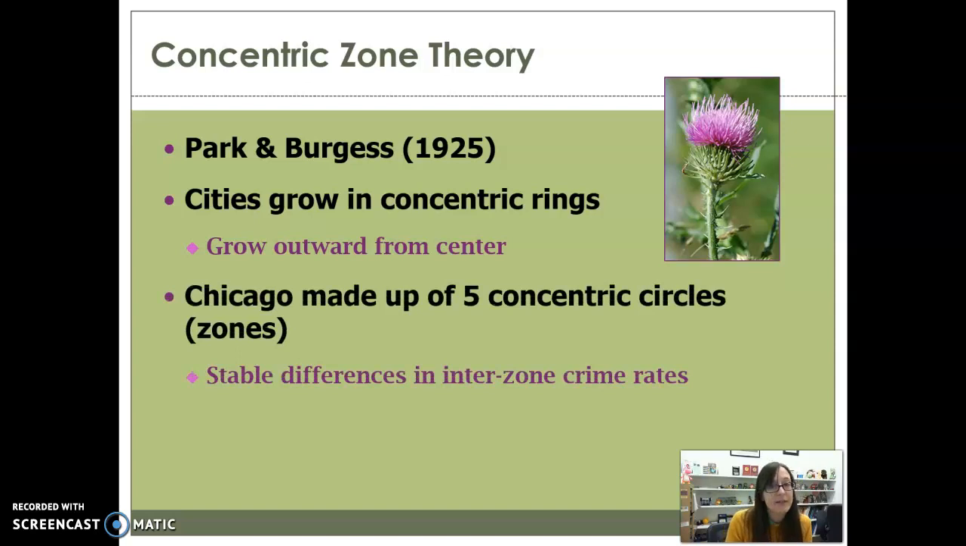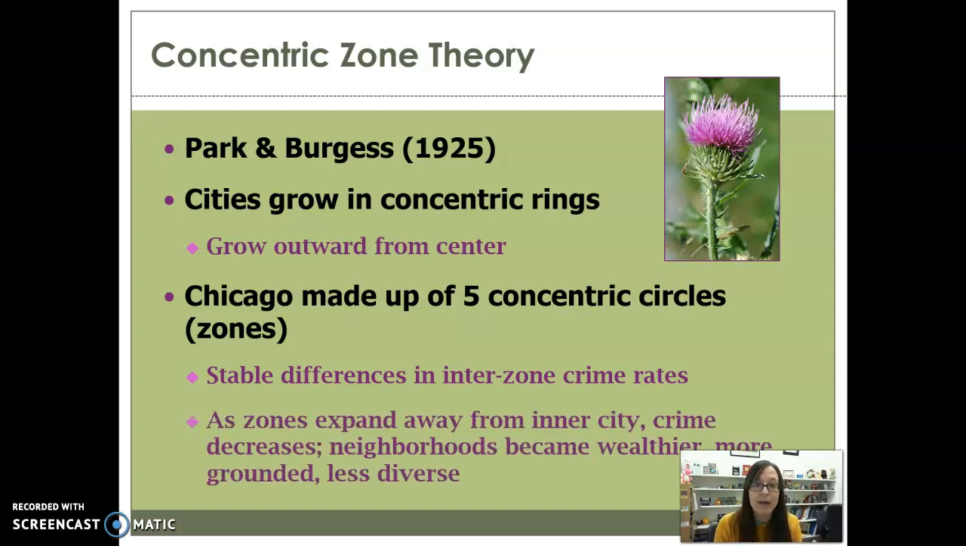And so specifically, because this comes from the Chicago school, they were talking about Chicago as their case study. Chicago is made up of 5 concentric circles or zones, and there are very stable differences in the crime rates between zones. It's very patterned. As zones expand away from the inner city, which would be near the middle, crime decreases. Neighborhoods become wealthier, more grounded, and less diverse as you get further away from that inner city area.